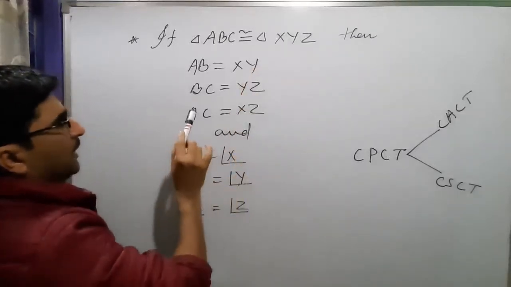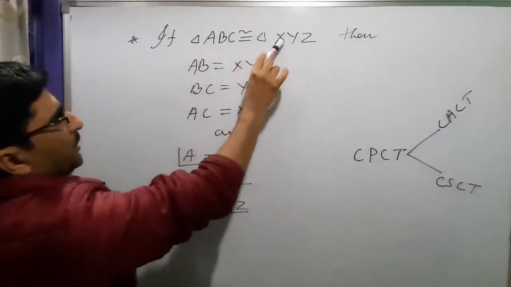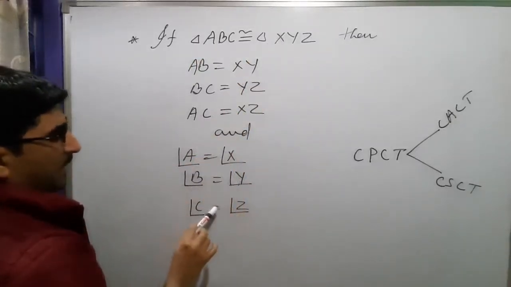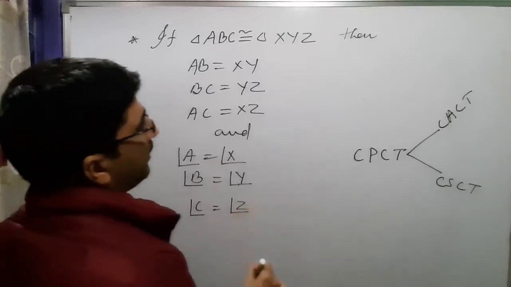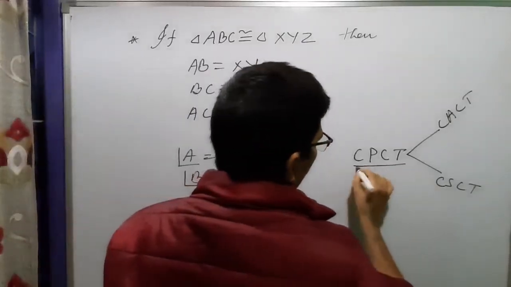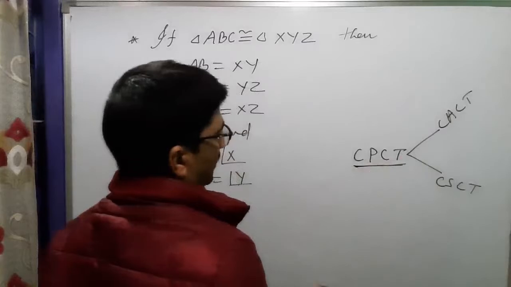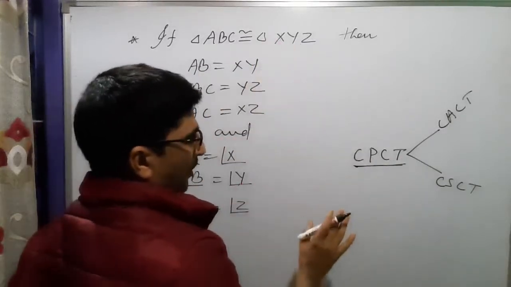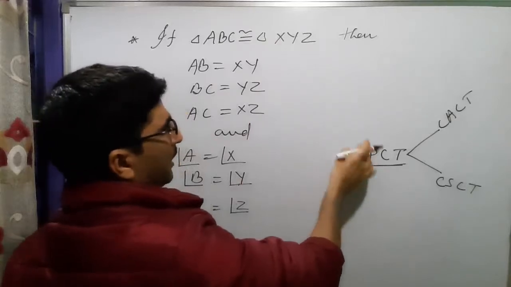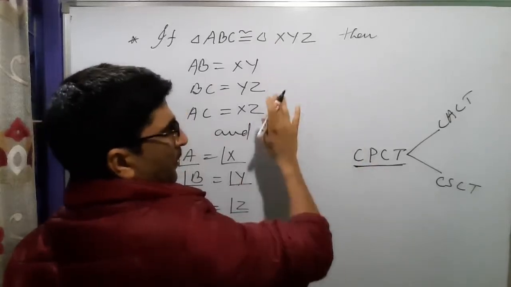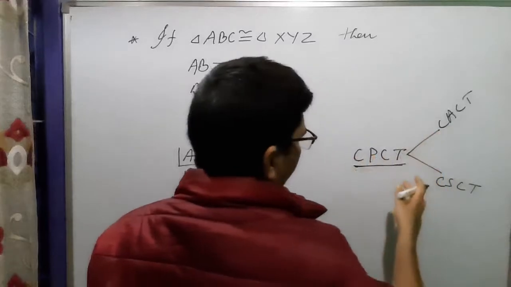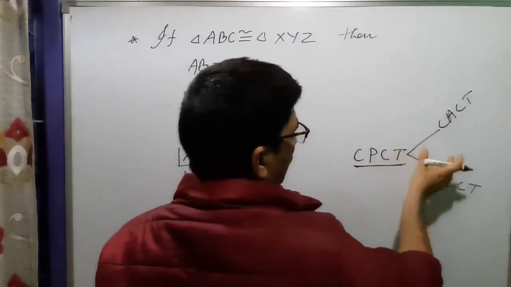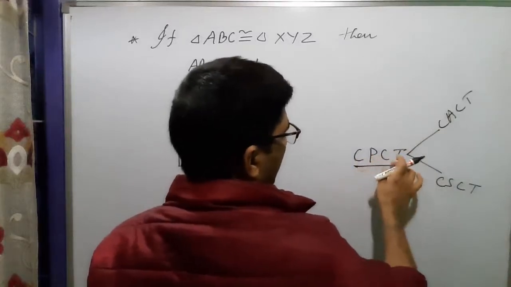Along with that, angle A is the corresponding angle with angle X, angle B equal to angle Y, and angle C equal to angle Z. They are equal because of the condition corresponding parts of congruent triangles. You can write it here, but if you want to write more accurately, this CPCT is divided into two parts.